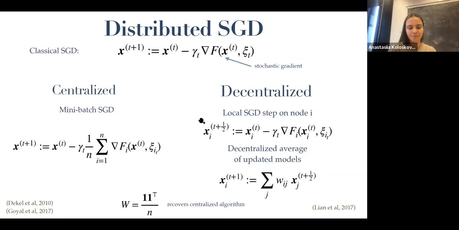Okay, and now let's go to our original task, which is to optimize a machine learning model, to find an optimum of this function. As a reminder, people usually use stochastic gradient descent. Let's denote this as a stochastic gradient. And stochastic gradient descent has this form. You just iterate over stochastic gradients.